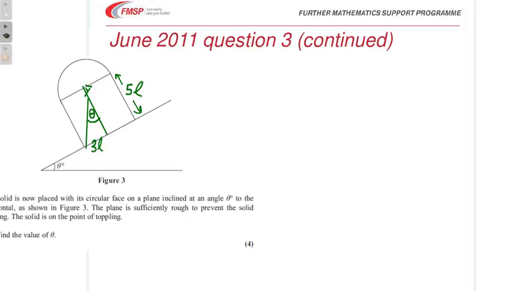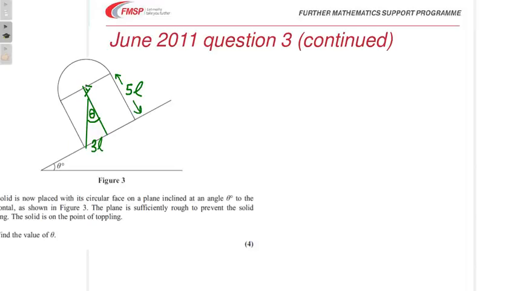So if the object is on the point of tipping, the weight acting from the centre of mass here will act straight through that left hand corner, left hand edge. The idea is that on the point of tipping, the reaction force between the plane and the solid now acts purely at this corner. So the weight and the reaction force are in line going through that corner.